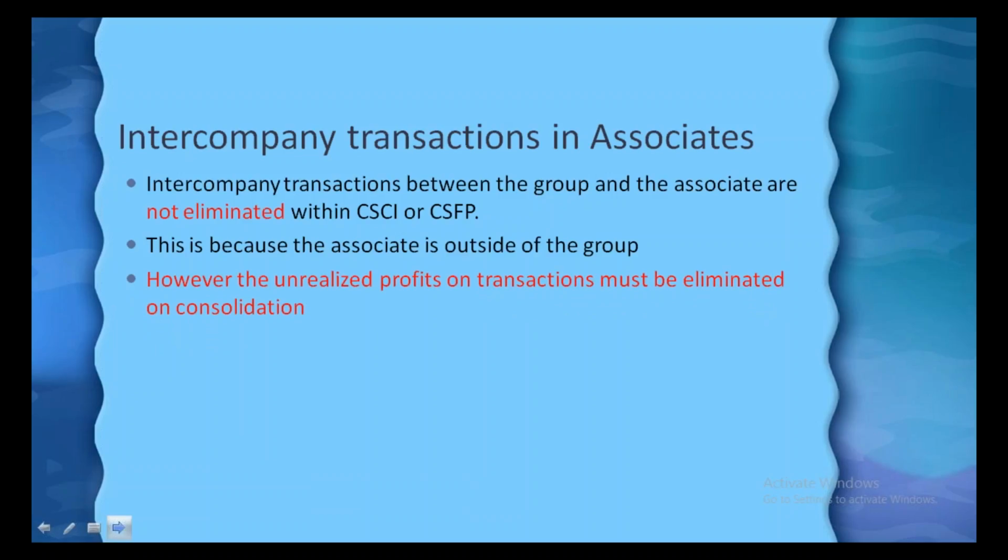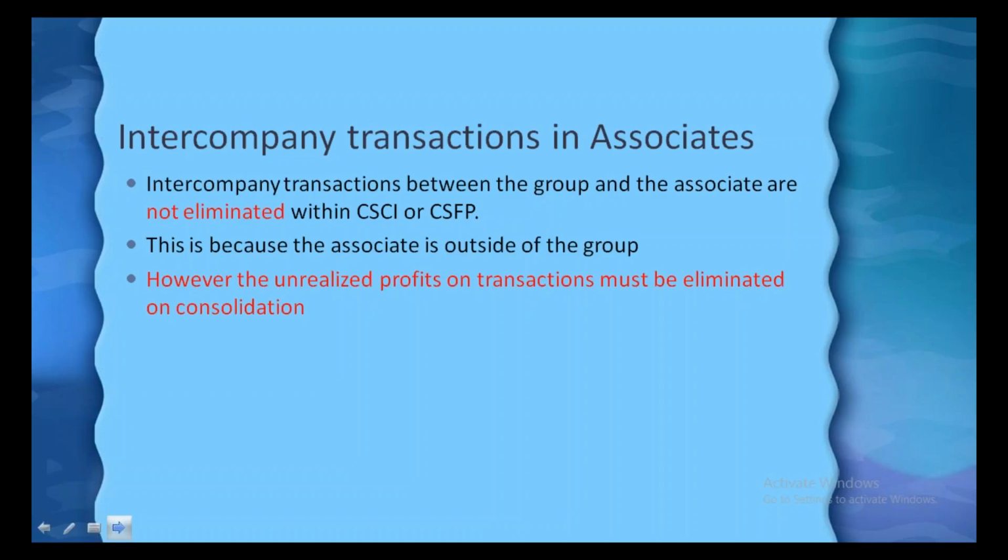Having said that, any unrealized profit on the transactions must be eliminated when we merge the two accounts. What we mean by consolidation is merging the two sets of accounts. The parent and the associate are merged to prepare one set of accounts, but remember, the parent prepares its own single entity statements, the associate prepares its own single entity statements, but in addition to that, we will prepare something called consolidated statements between the parent and the associate.